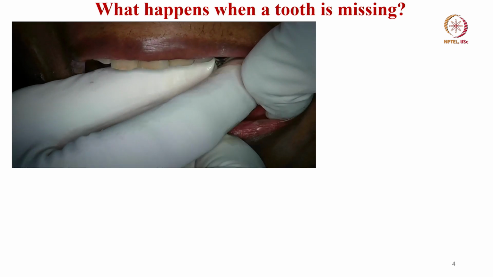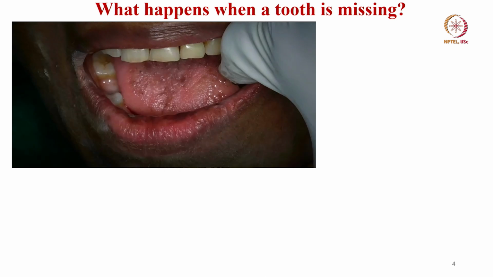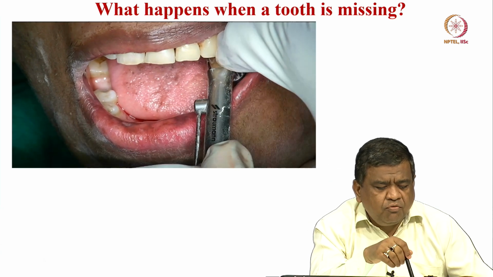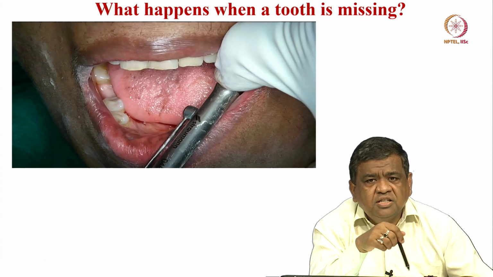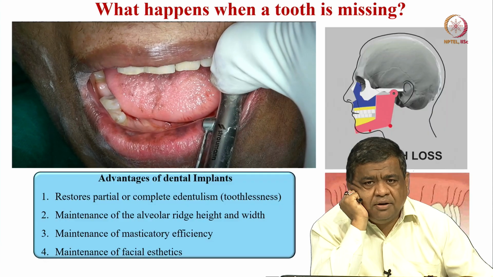So, if some tooth is missing here, right, essentially both the sides will be compressing, and when you try to bite certain food particles, you have to apply the force from the top, you have to apply the force from both the sides in order to crush and grind during the mastication process, right.